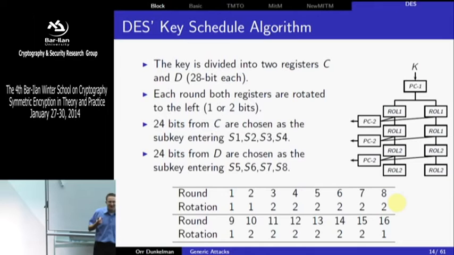Exactly. It's ready for the next round of encryption. If I need to encrypt twice, I load the key once, and after finishing a full encryption, the registers C and D have completed a full cycle, meaning that they are ready for encryption again. It's the small engineering things which make life easy for all of us. Okay. Any questions?